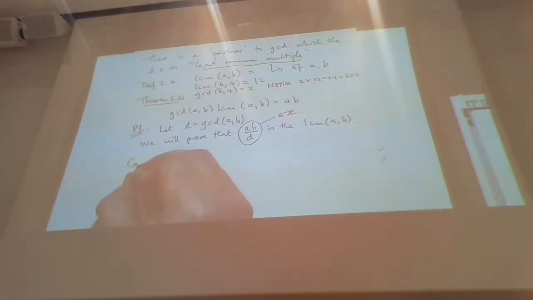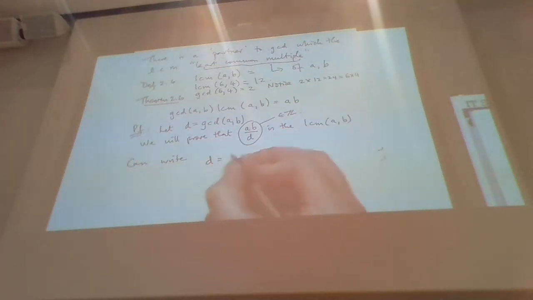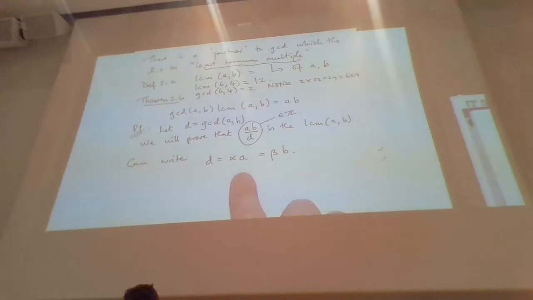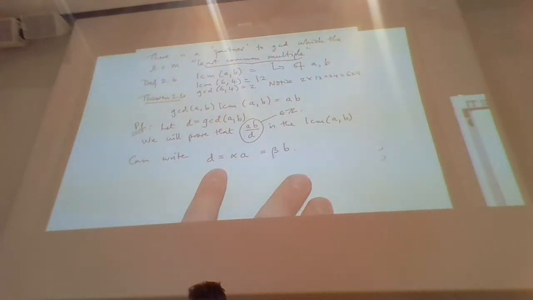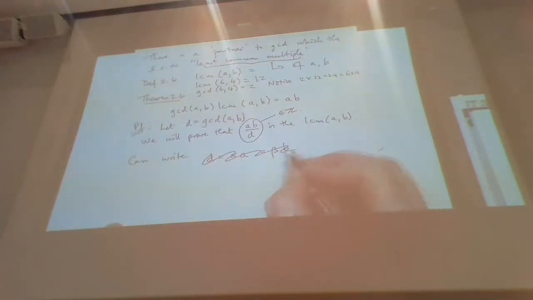Now, we will need to access the complementary divisors of D as it divides A and B. D is the greatest common divisor of A and B, so it's certainly a common divisor. So you can write A is alpha D, B is beta D.